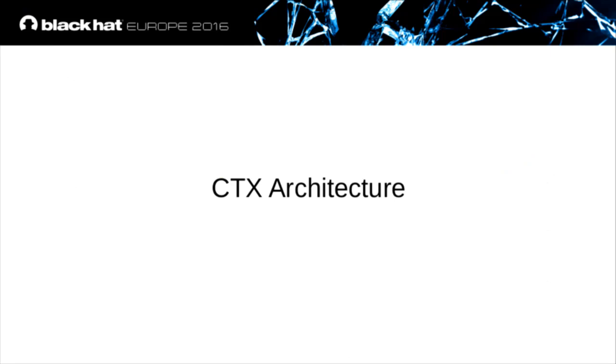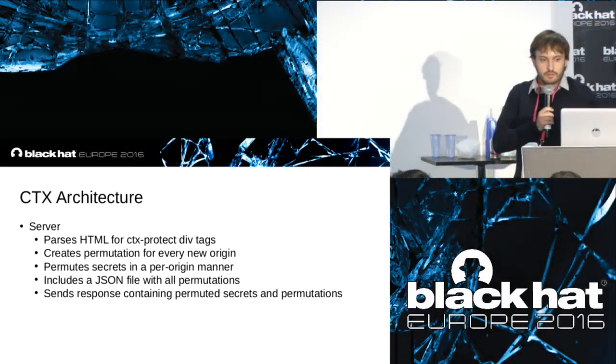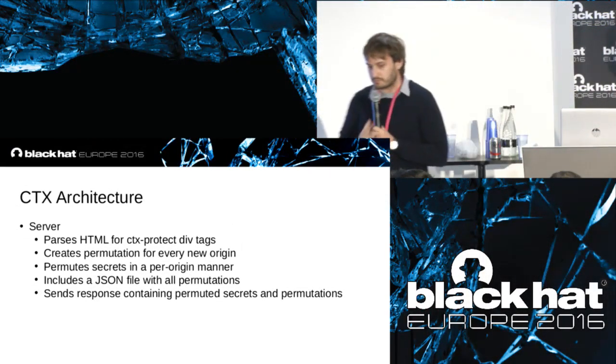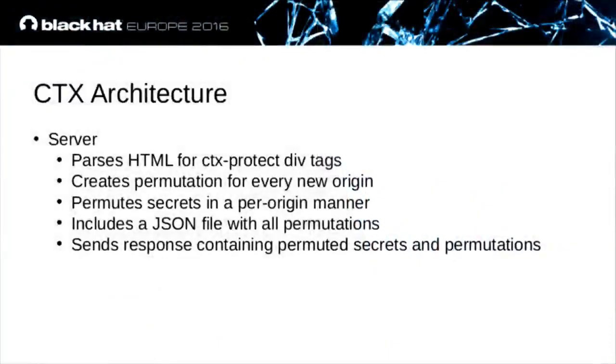So I want to show you a little bit about how this works: the CTX architecture. We'll go through the server and the client sides a little bit. So how does it work? What the server does is it goes through the tags that you have on your Django or whatever service you're using, and it generates a new permutation for every origin. If it sees a new origin, it will generate a new permutation.